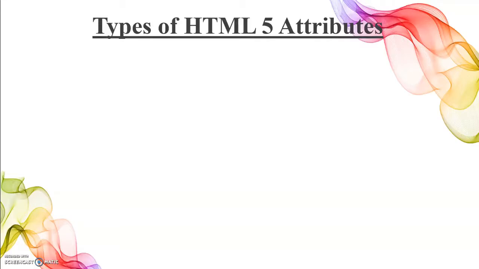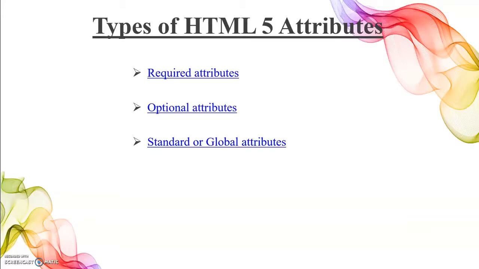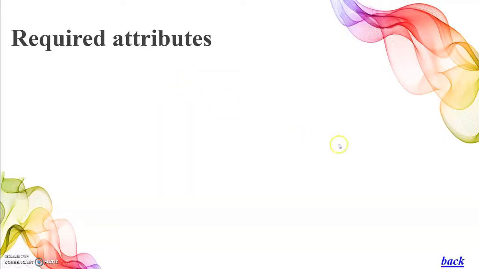In HTML, these attributes are generally categorized into 4 groups. They are required attributes, optional attributes, standard or global attributes, and event attributes. First one is required attributes.